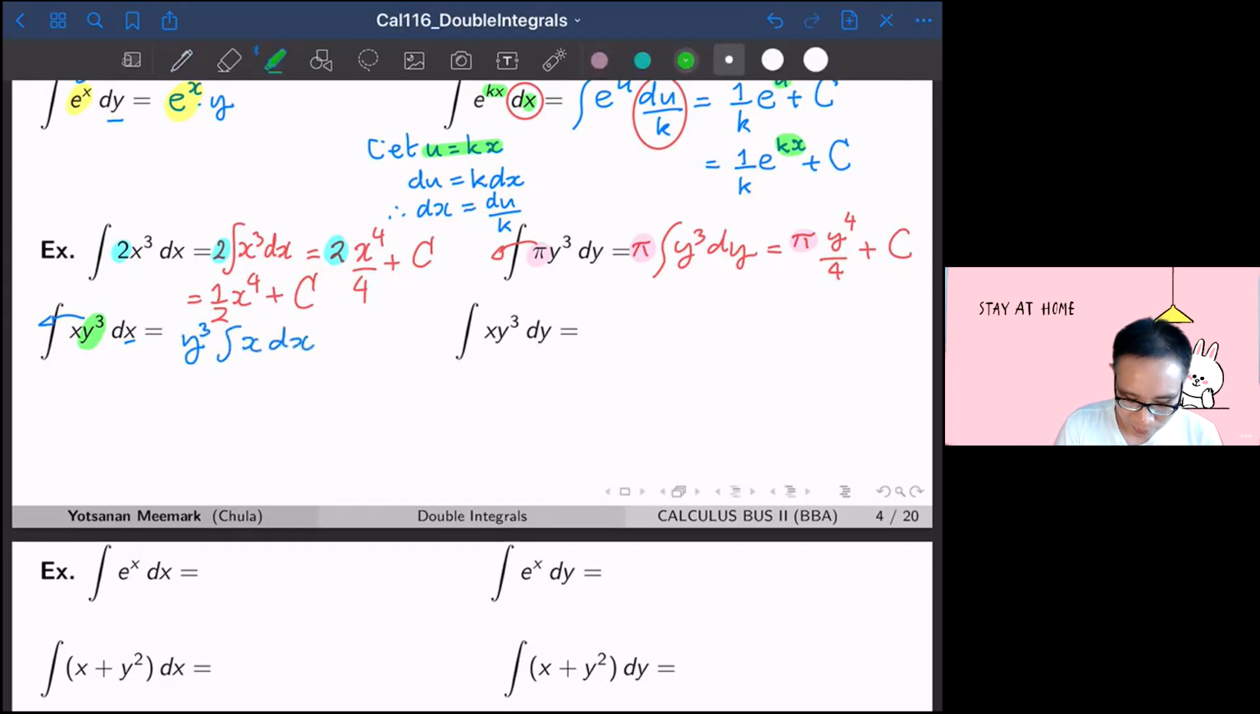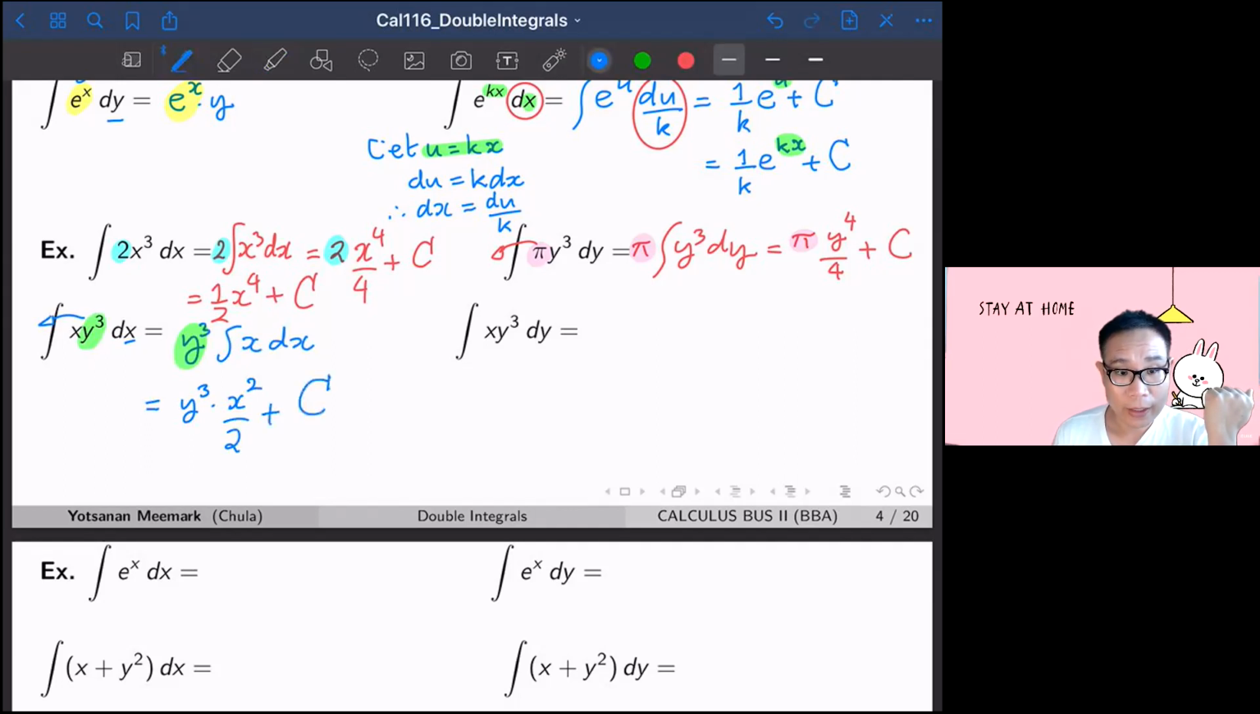So you see, sometimes it's hard to get familiar with, or it's not hard to understand. I think you can understand, but you have to distinguish the variable a little bit. It may oppose your feeling in this case. So you get y cubed times the integral of x dx, so it's going to be x squared over 2 plus c. And this one will be your final answer.